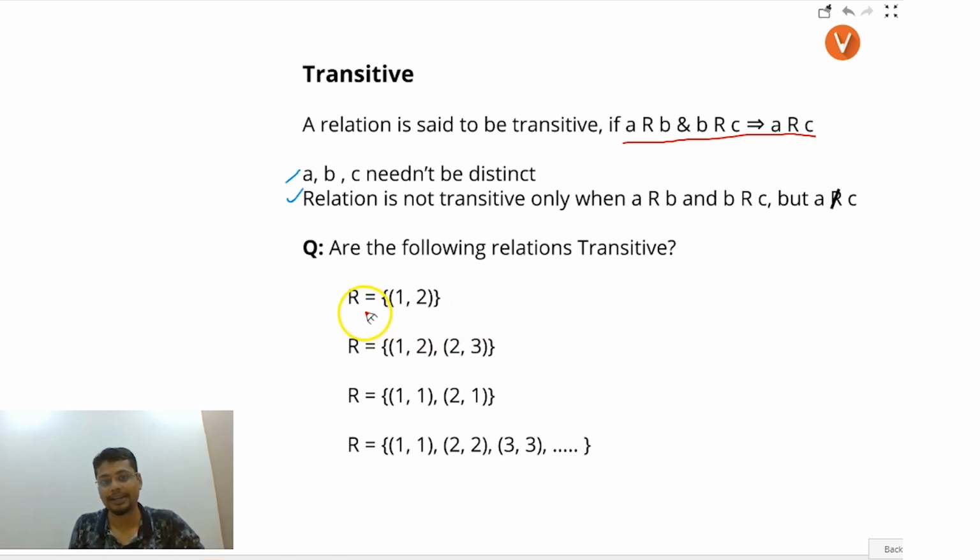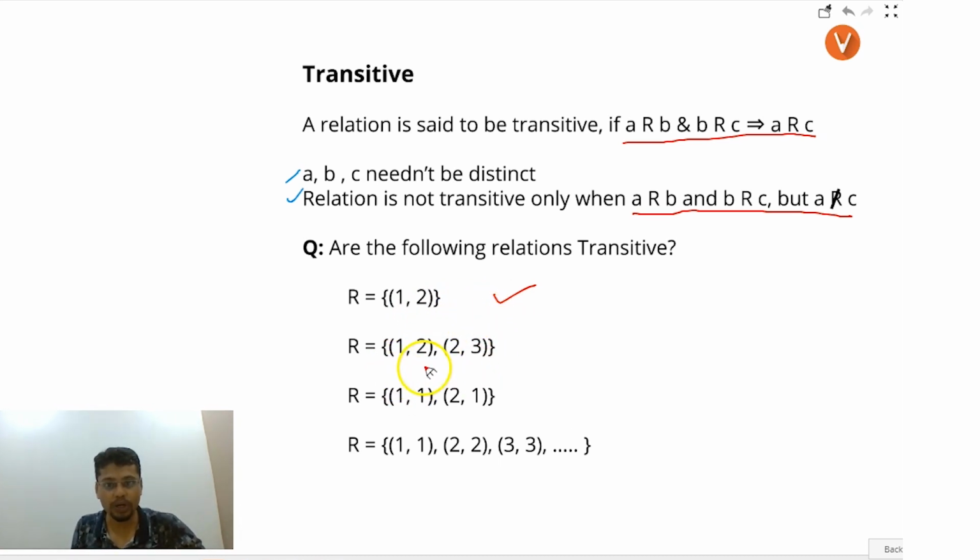All right. R is equal to {(1, 2)}. Is it transitive? Yes, it is transitive. Why? Because it is only one element, (1, 2). That's it. A relation is not transitive only when this thing happens, right? This is what we have discussed. So this first relation is indeed transitive.